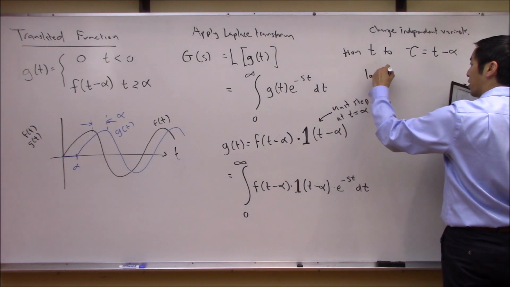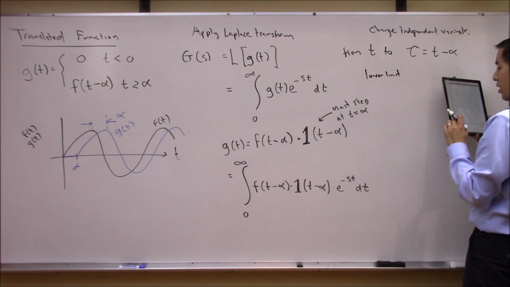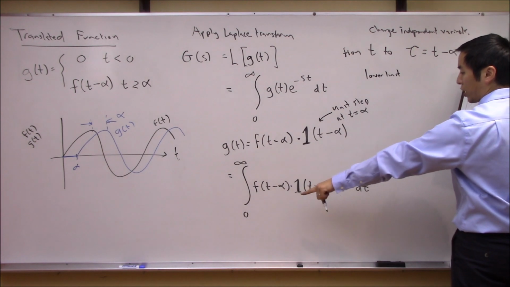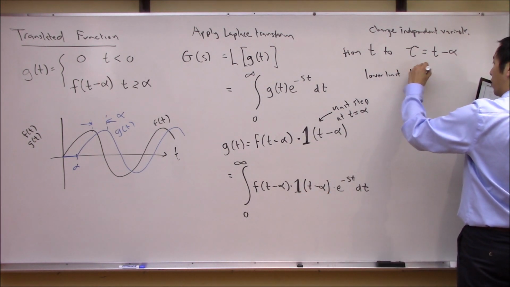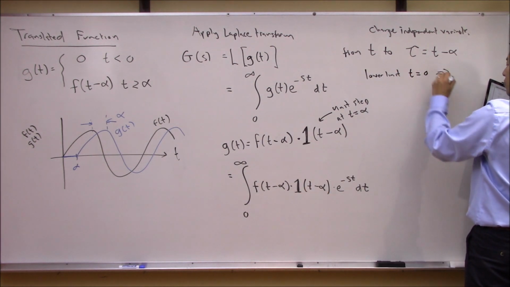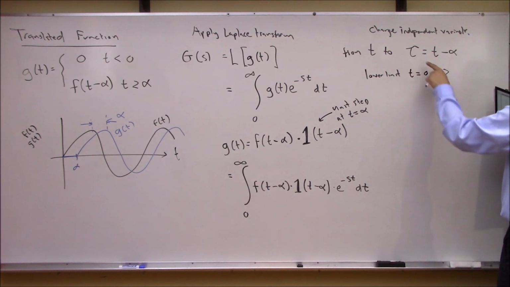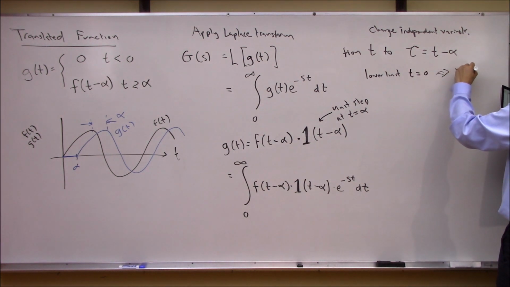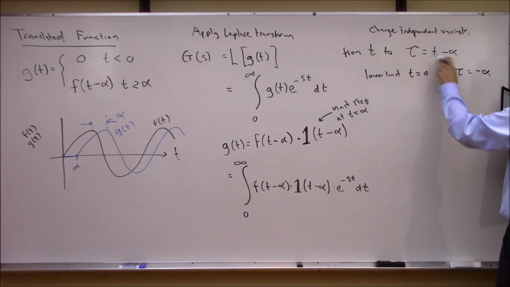So the lower limit, earlier, what was our lower limit of integration? It was t equals 0, right? So now how does that relate to the limit on tau? Well, you can look at this, and it means tau is equal to minus alpha. So just plug in t equals 0.